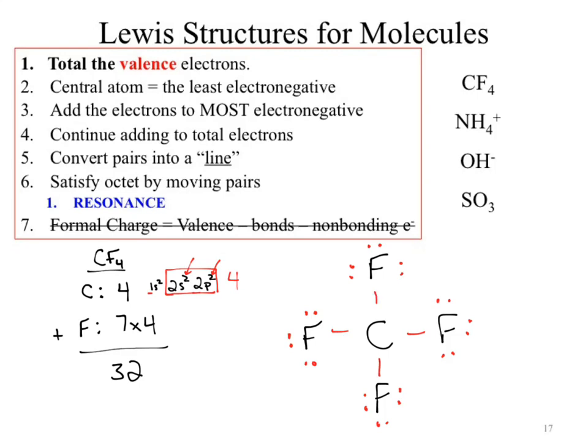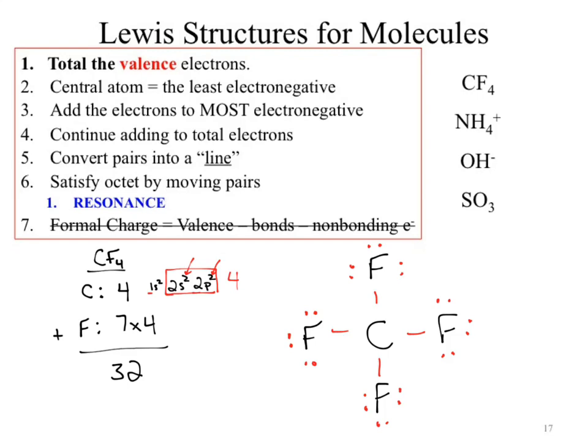Now that we've converted into a bond, we'll move to rule 6, satisfy your octets, which means we look at each atom and say how many electrons are around that atom. So let's take a look at our first fluorine. How many electrons are around it? 2, 4, 6. How do I count the bond? 2. Okay, let's take a look at the carbon. How many electrons are around the carbon?